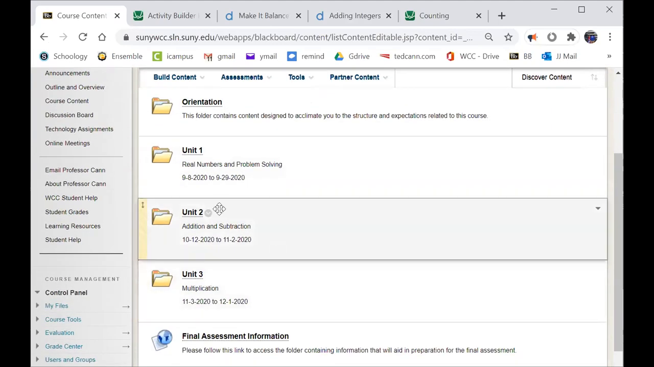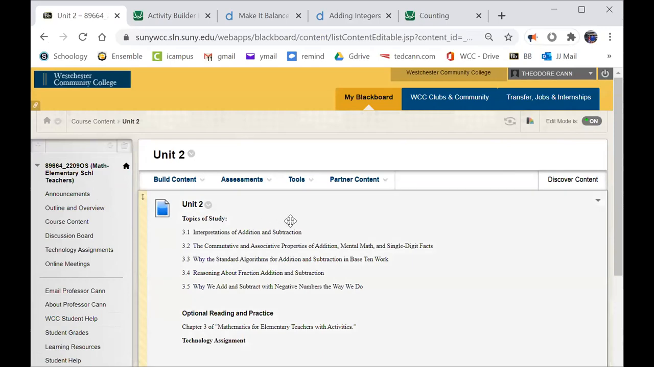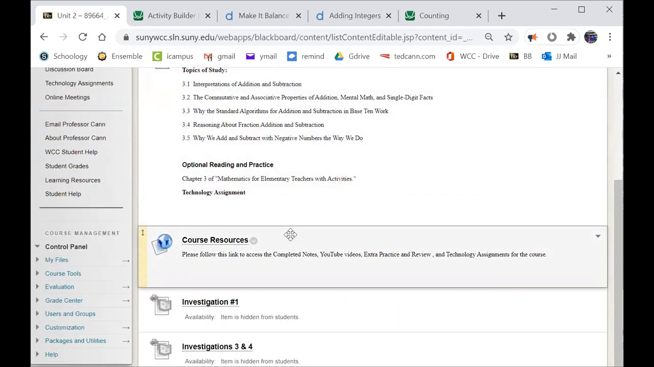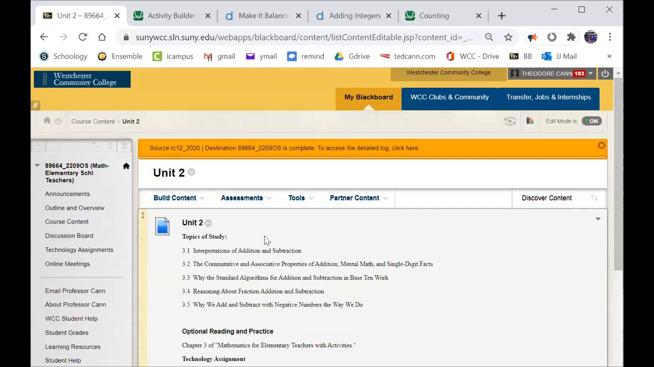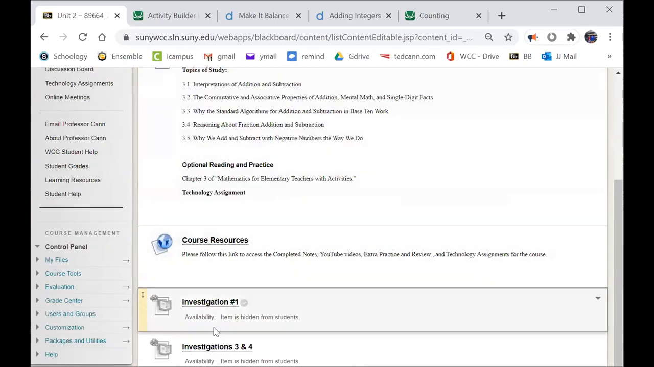We're in unit 2, and we're focusing on addition and subtraction now, but that could mean so many things, right? That's weird. I don't know why these investigations are here. Course resources.